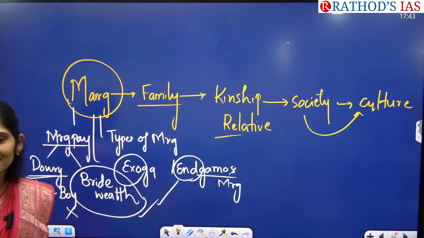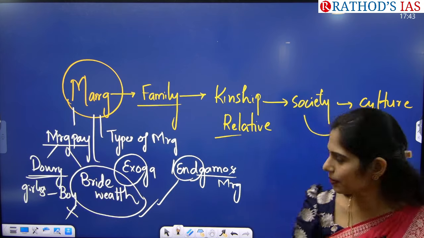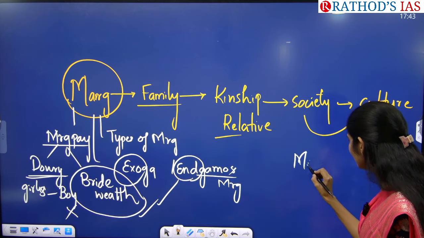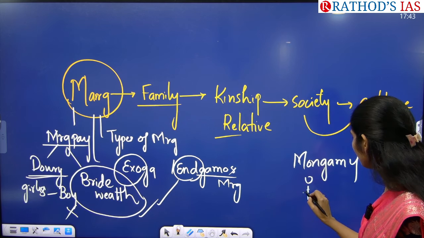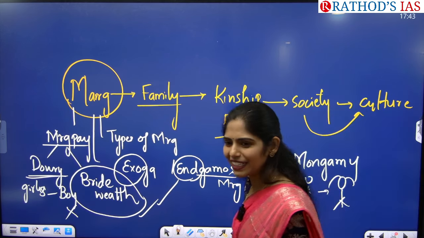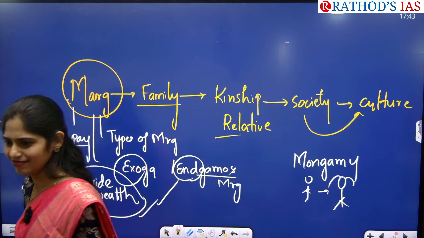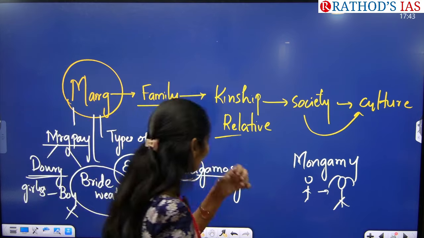And what about this monogamy, polygyny, polyandry? Monogamy is nothing but, mono means single, gamy means marriage. That means one boy will be having marriage with only one girl. But does that happen in every society? No. Impossible. Okay, can you tell me about this polygyny?